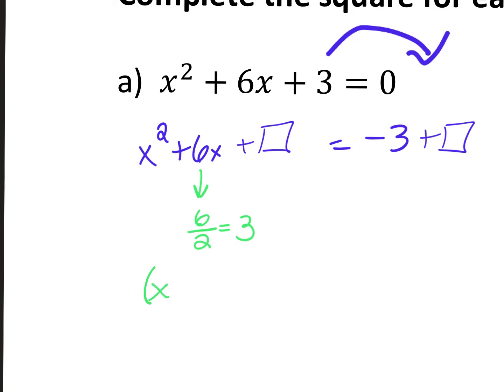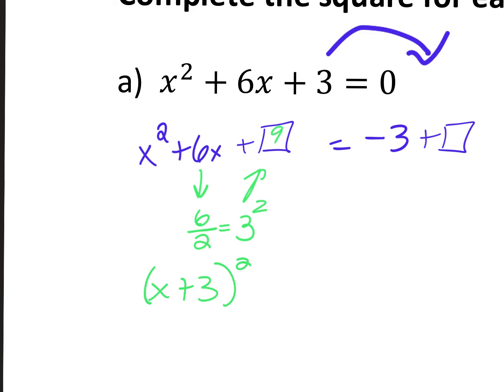So on the left-hand side here, I'm going to rewrite x squared plus 6x plus that box as whatever the variable is, x, and then this is a positive 3, so I'm going to say plus 3, and it's always squared. If it was a negative 3, it would be minus 3. And then to complete the square, to finish this problem, you square this number and put it right there. What is 3 squared? 9.